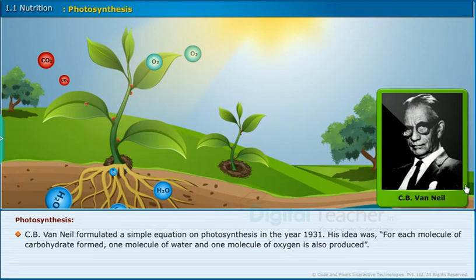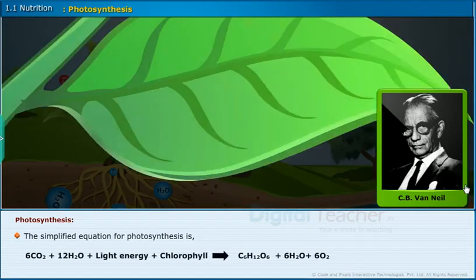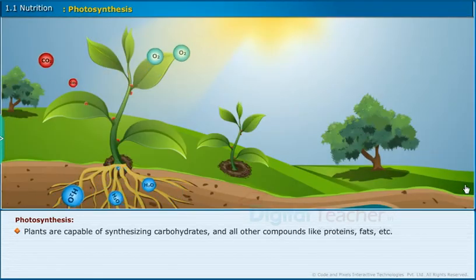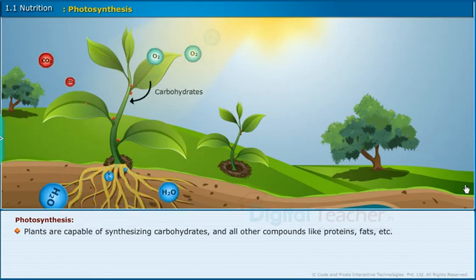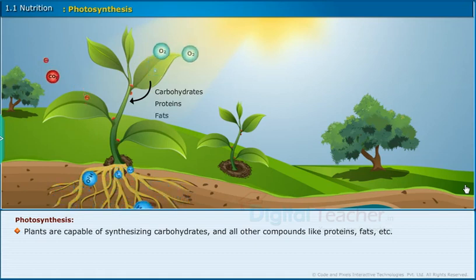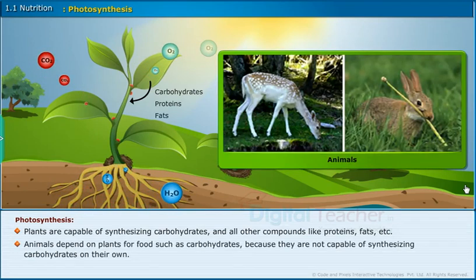His idea was for each molecule of carbohydrate formed, one molecule of water and one molecule of oxygen is also produced. The simplified equation for photosynthesis is shown on the screen. Plants are capable of synthesizing carbohydrates and all other compounds like proteins, fats, etc. Animals depend on plants for food such as carbohydrates because they are not capable of synthesizing carbohydrates on their own.